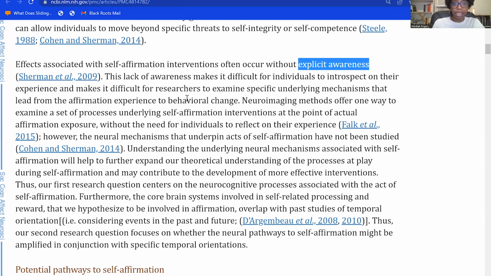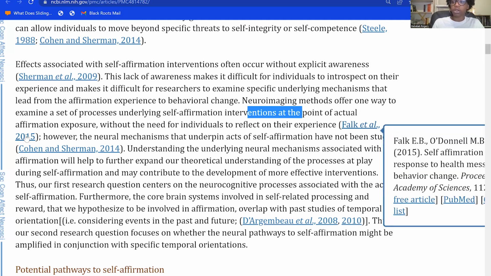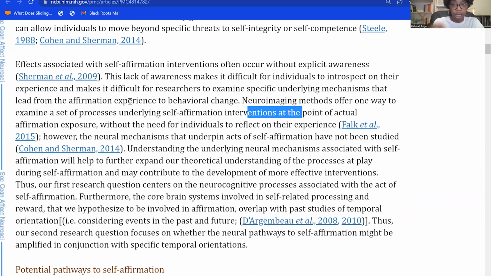They introspect, which makes it difficult to examine underlying mechanisms, behavioral change, neuroimaging methods, and so on. One point of affirmation exposure, need to reflect on experience. So now I see Falk et al. So this is somebody else who's a researcher being referred to as well, aside from Sherman and Cohen. So again, just like Steele, adding to the validity of these statements being made.